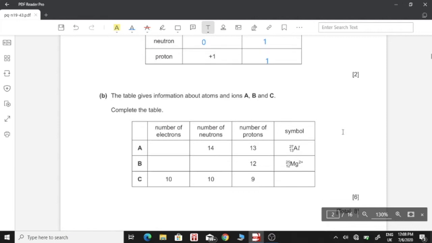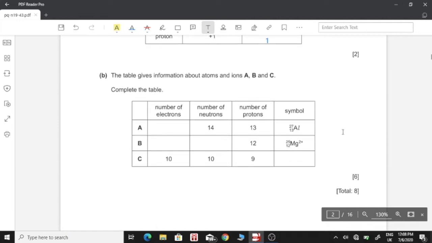Part B, the table gives information about atoms and ions A, B, and C. So we don't have only atoms but also ions, which means we are not going to have an equal number of protons and electrons in these three substances. Part A, this is the symbol for aluminium, and since there is no charge, the number of electrons and protons here is going to be equal since this is a neutral atom. So the number of electrons will be 13.